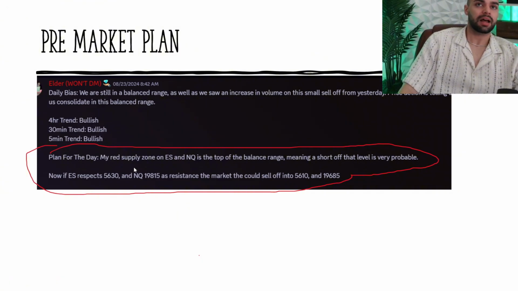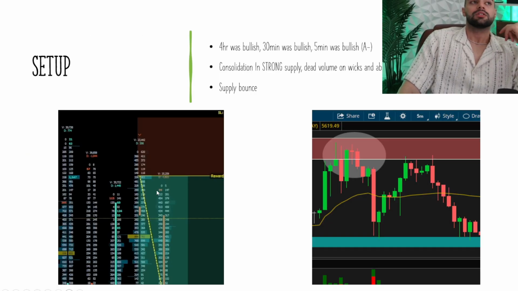So, plan for the day: my red supply zone on ES and NQ is the top of the balance range. We're in a balance range in a longer time frame, meaning a short off this level is very probable. Now, if ES respects 56.30 and NQ 19,815 as resistance, this could sell off into 56.10 and 19,685. I do this every single day, right? So this was a setup.